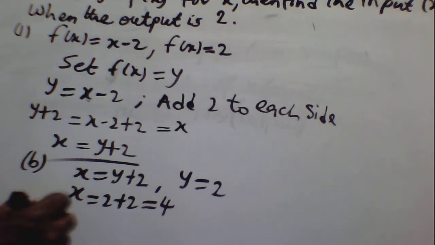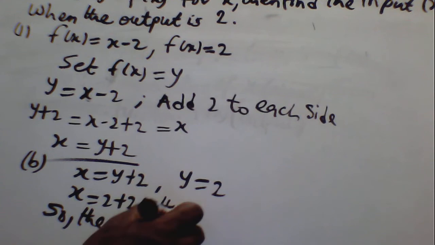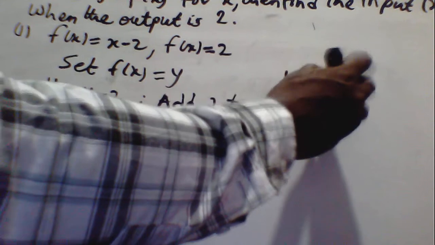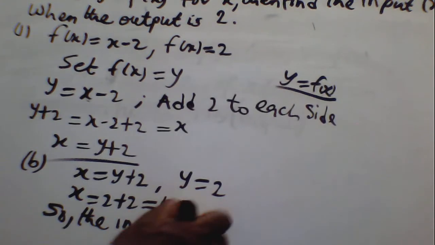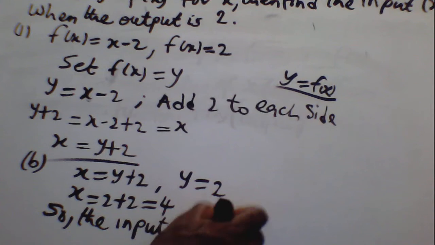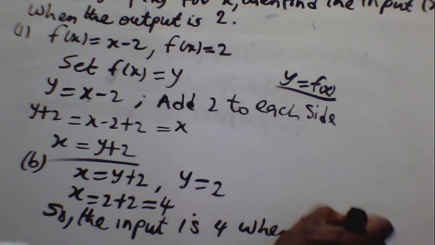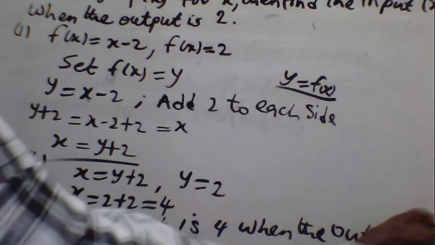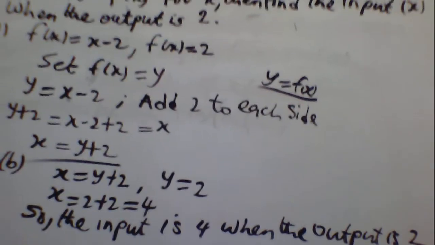So the input, by the equation, we can do that by using this equation. So the input is 4 when the output is what? It is 2. So the input is 4 when the output is 2.